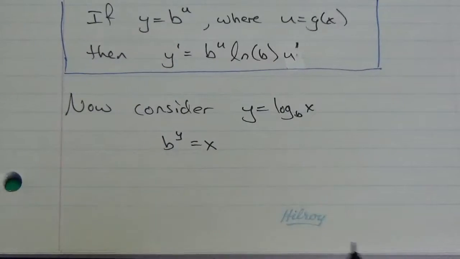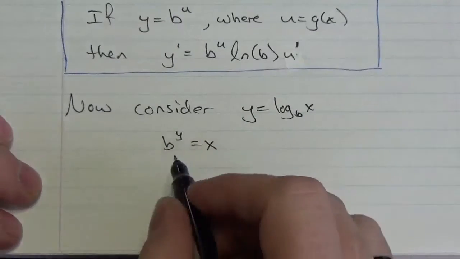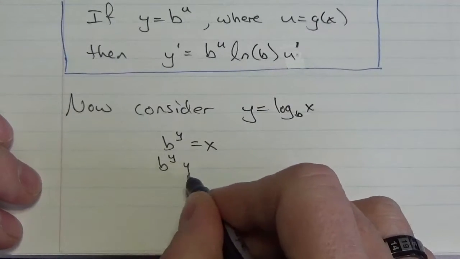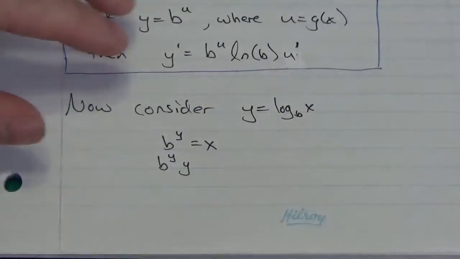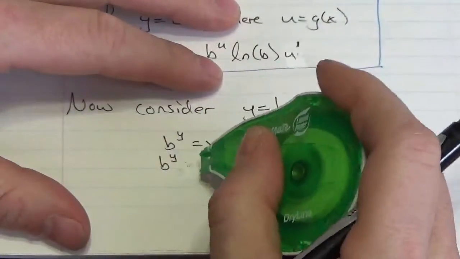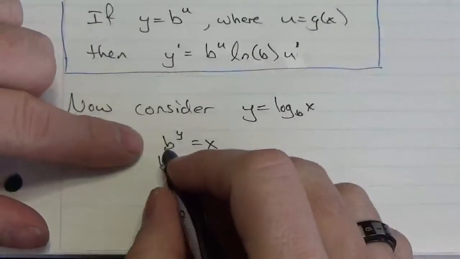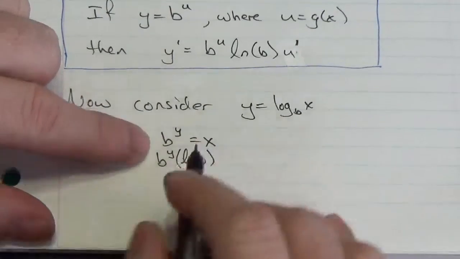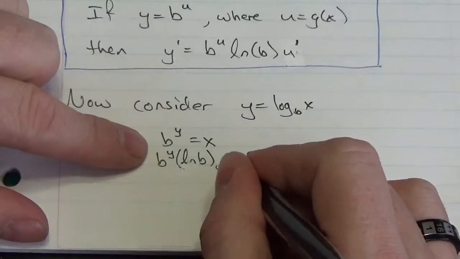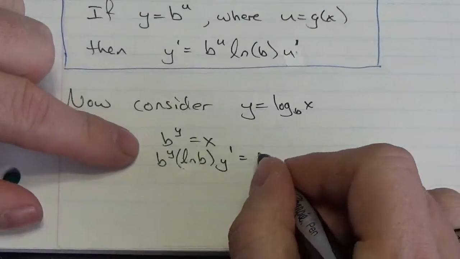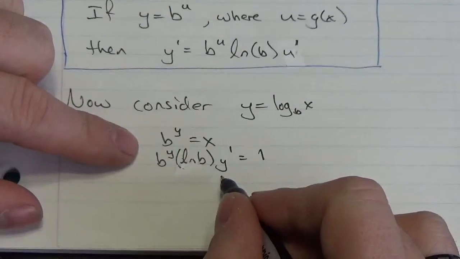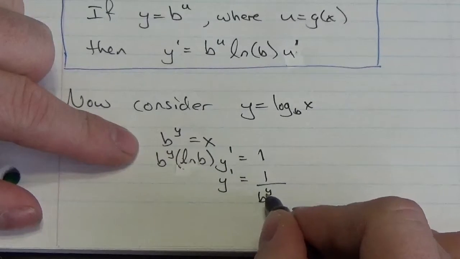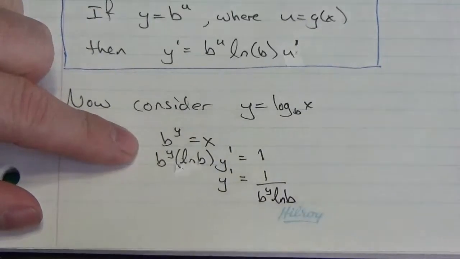Now I know how to take the derivative of this. I'm going to do this implicitly. So when I take the derivative of this, it is going to be b to the y multiplied by the natural log of b, and then multiplied by the derivative of the exponent, which will just be y prime here. And that is going to equal 1, the derivative of x. And so now y prime is going to equal 1 over b to the y natural log of b.